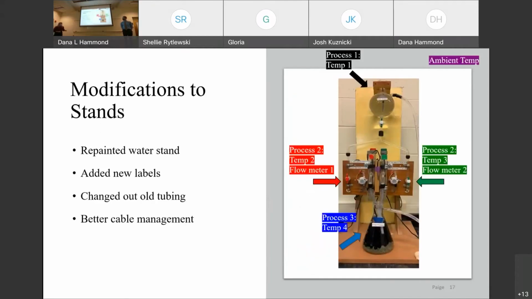As you can see, we repainted it, added new labels, changed out the old tubing, did some cable management. But we also color coded the different areas for testing later, which we'll see later. So like process 1 is black, one of the parallel processes is red, the other one is green. Process 3 is blue, and then the ambient air temperature is purple. So once we got this up and running, this is what we are able to test.